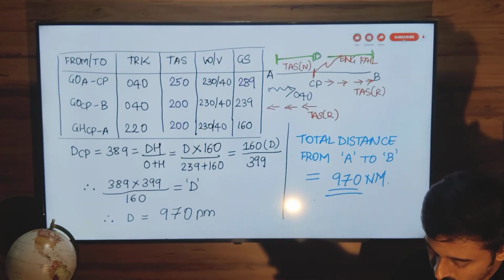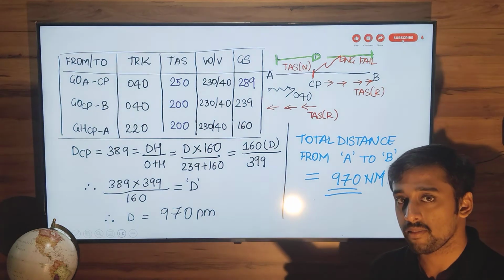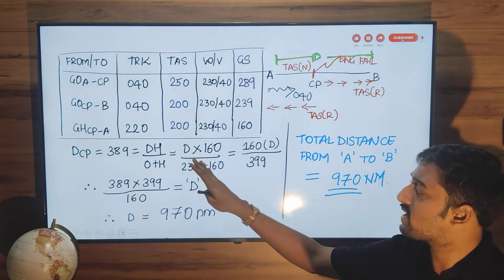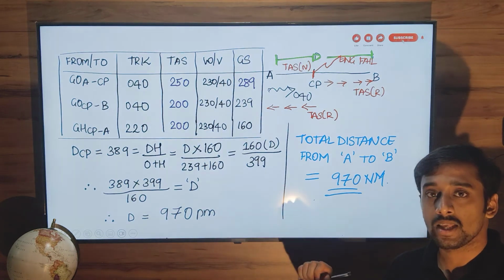So let's go to the next question. The only thing that you have to remember in this question is the use of reduced TAS. Otherwise everything else is the same. Nothing has changed.